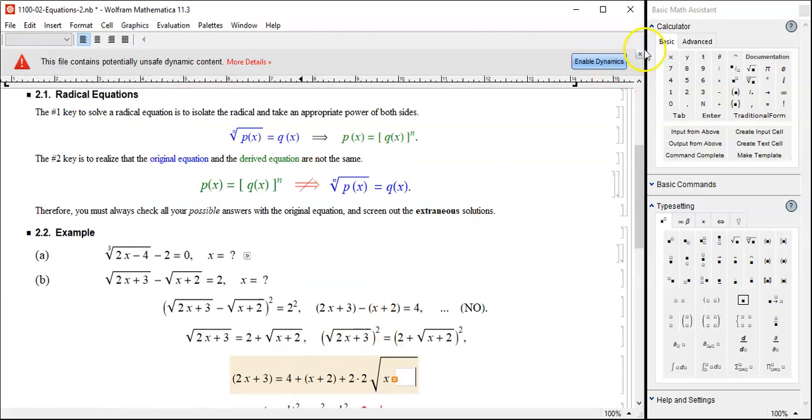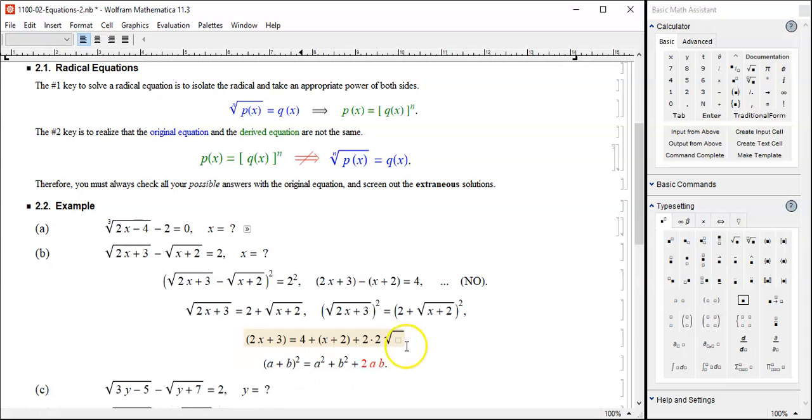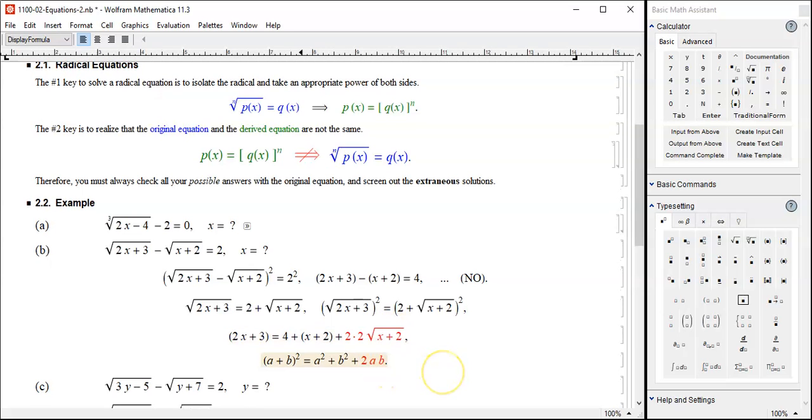Sorry, I clicked the wrong key. X plus 2. And that's how you handle it. Let me emphasize this part in red from the complete square formula. Do you get it?